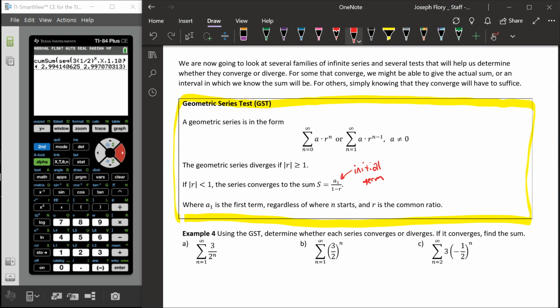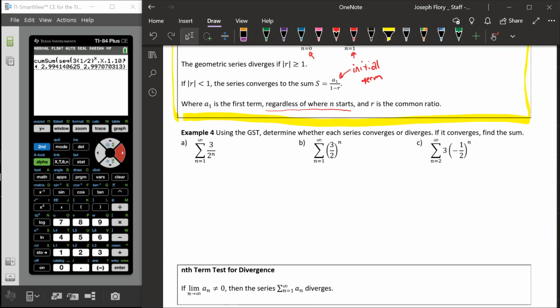In the sequence, where a sub 1 is the first term, regardless of where n starts, and r is the common ratio. So notice it says regardless of where n starts. This kind of hints at the fact that this can be applied to sigmas other than just where our n value starts at 0 and 1. As long as we use that a sub 1 to mean that initial term, we can apply this GST. So let's look at some examples.